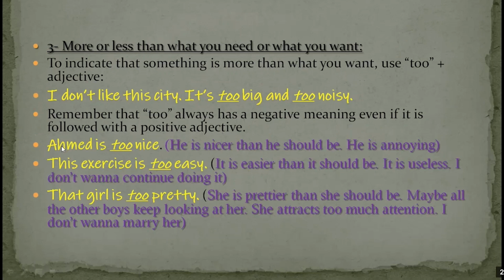So here it becomes a negative description. I'm saying something bad about Ahmed. I'm insulting him. I'm hurting his feelings. It's not a good description. There is a big difference between saying Ahmed is so nice, Ahmed is very nice on the one hand, and Ahmed is too nice. So nice, good. Very nice, good. Too nice, bad. This exercise is too easy.